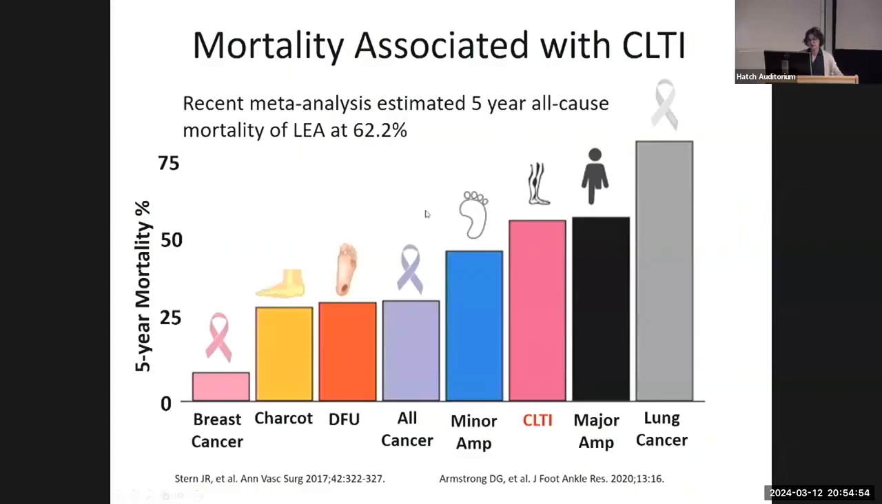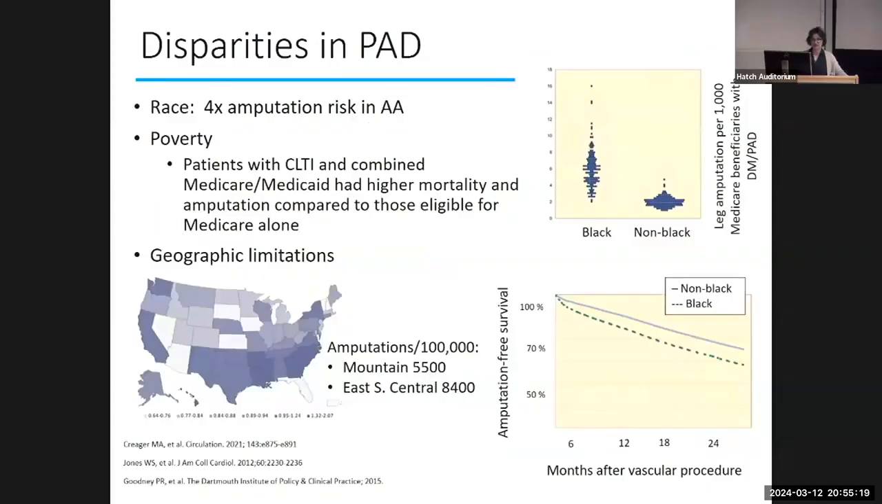And this was really interesting data looking at 5-year all-cause mortality of CLTI and major amputation compared to other diseases. And you can see that CLTI, major amputation, has higher rates of mortality than all cancer. And if you look at where our healthcare dollars go in terms of research and all of that, I can tell you it's definitely not going to PAD. So it's a shame. But there's been a lot of work and advocacy on this, and I'll just update you on that. But I want to pause and just comment on the disparities in PAD as well.